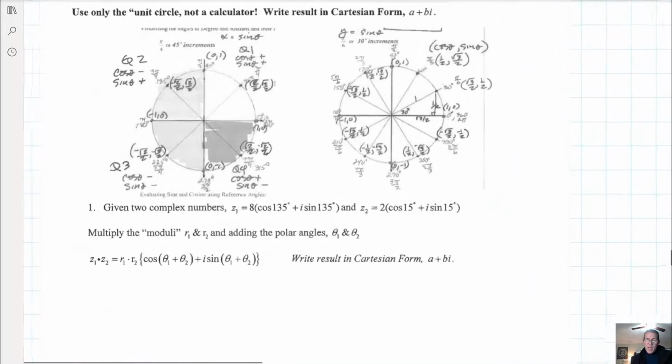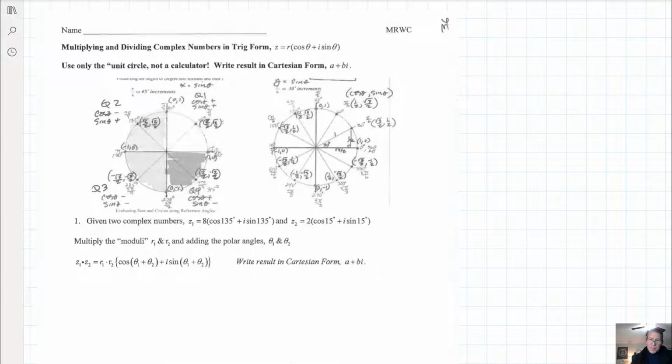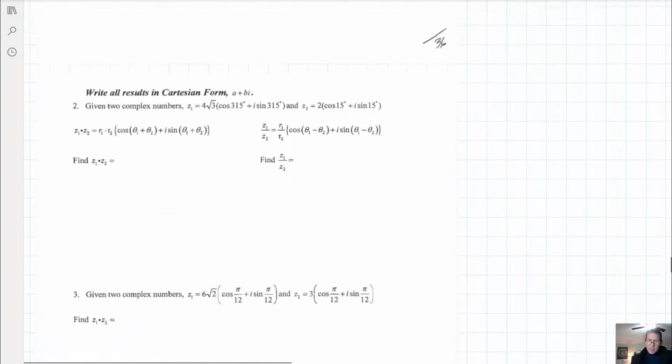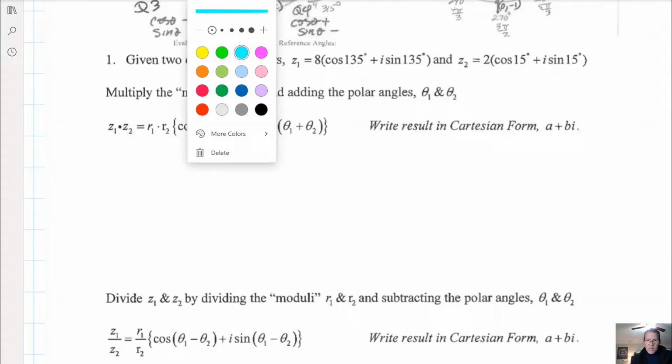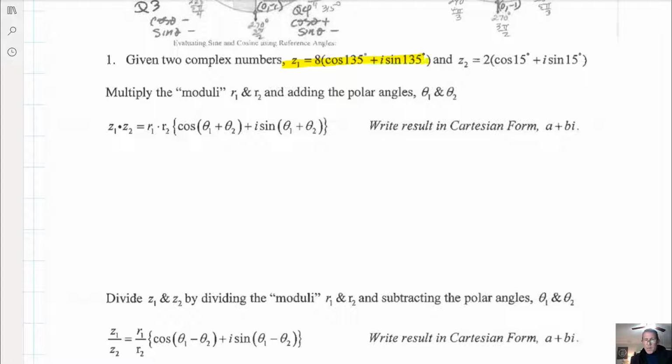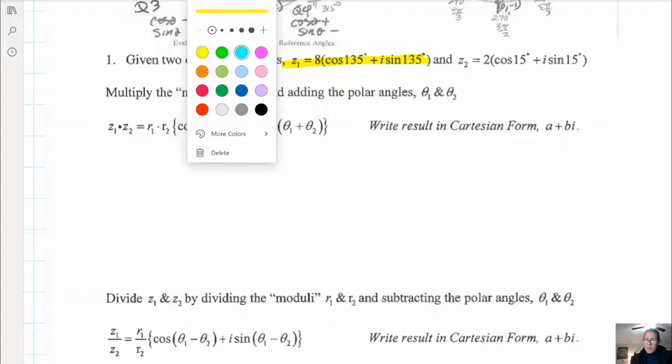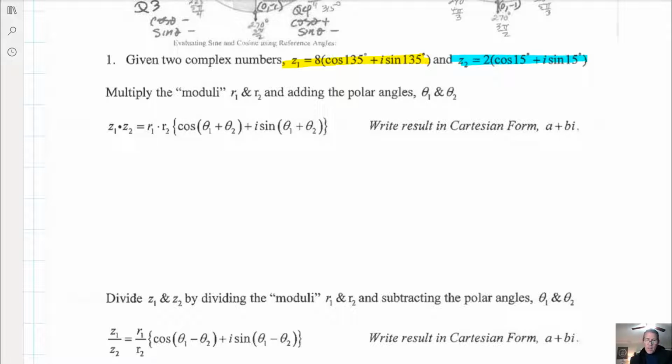Now let's apply what I'm talking about. Again, this is page 36 in your notebook. We're going to work on pages 36 and 37. On the first example, we're given two numbers in trig form, z1 and z2, and what we want to do is multiply them, z1 times z2. As I said before, you multiply the moduli, this part right here, and then you add the polar angles, theta 1 plus theta 2.